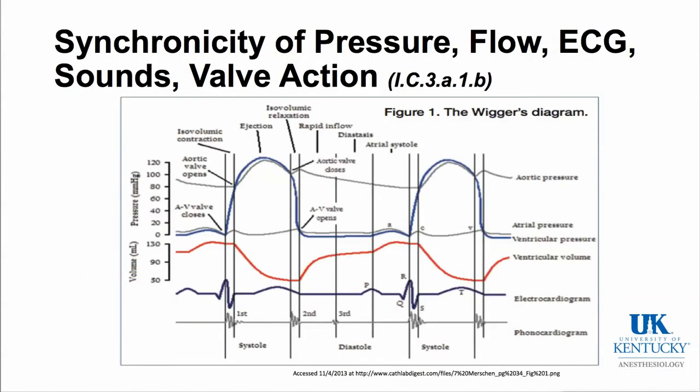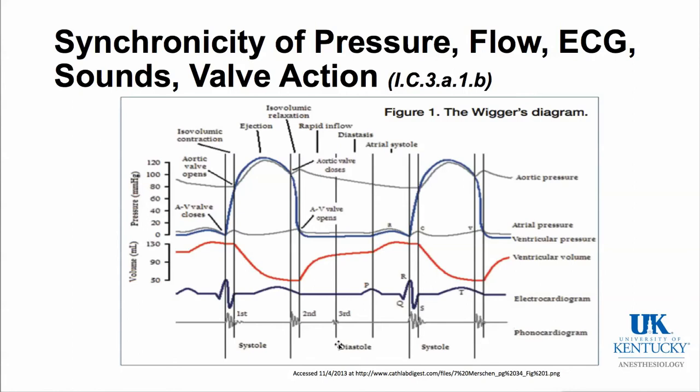Let's look at a figure now representing the pressure flow, electrocardiographic changes, sounds, and valve action all in one. This is called a Wigger's diagram. So let's look at the EKG first on the bottom, and you can see that there is a P wave followed by PR interval, followed by a QRS complex, followed by QT interval, followed by the T wave, with systole being from the QRS complex to the end of the T wave, with diastole being from the T wave to the beginning of the QRS complex. So the definition of systole and diastole are shown here.